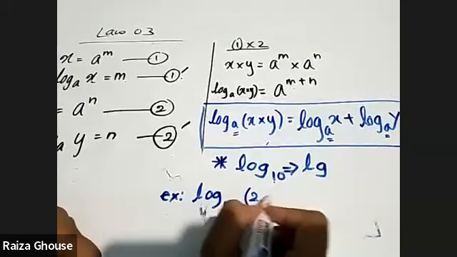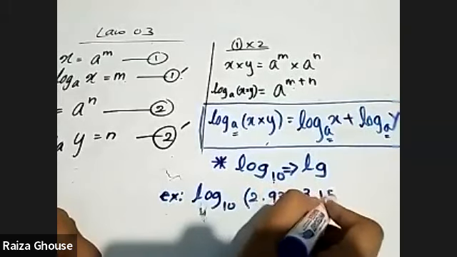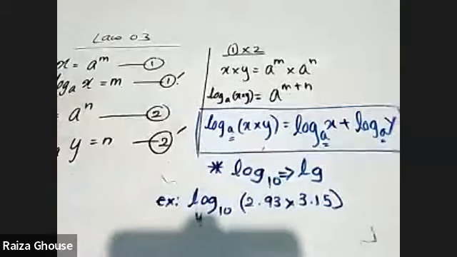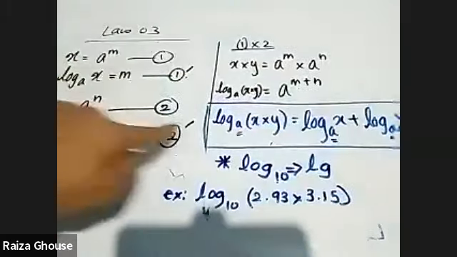LG of 2.93 multiplied by 3.15. Have you finished copying down this part? Yes, miss. Then keep your pens down now.